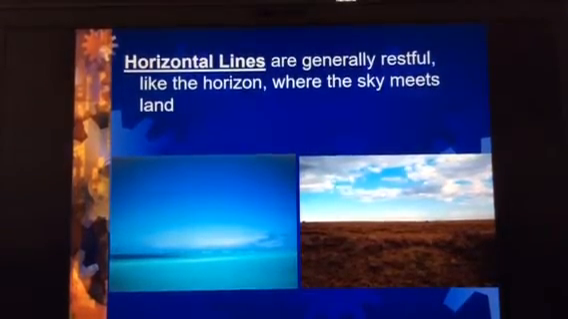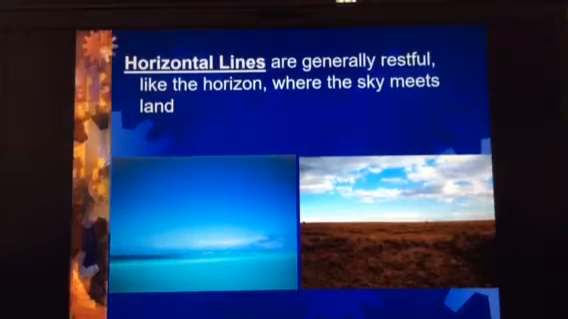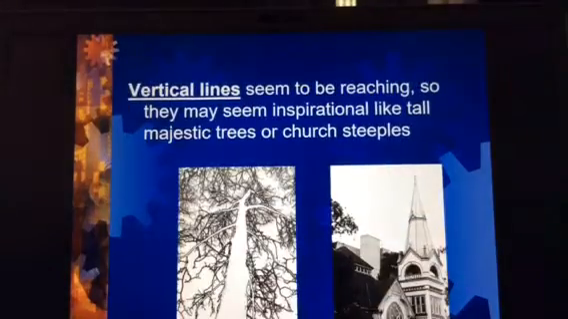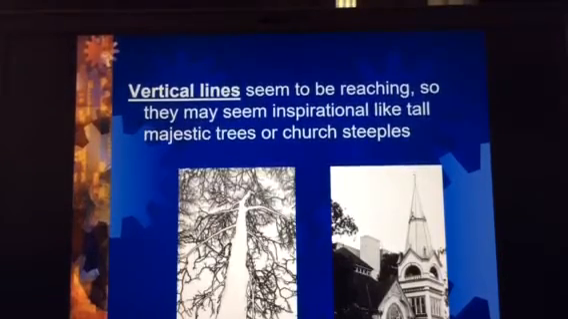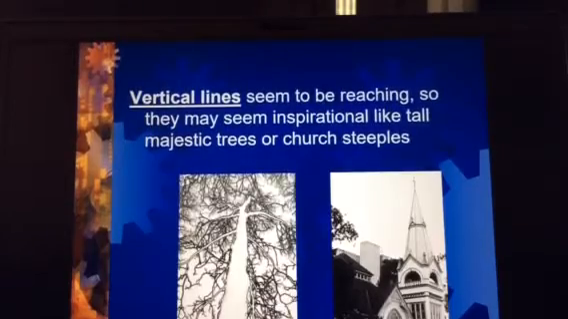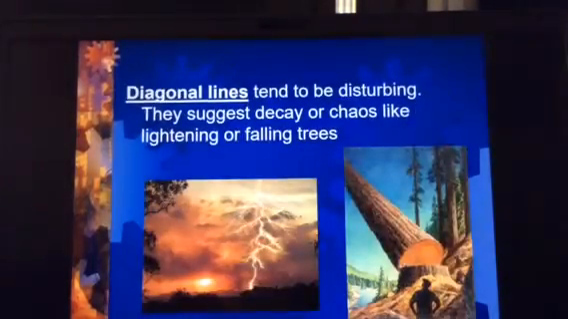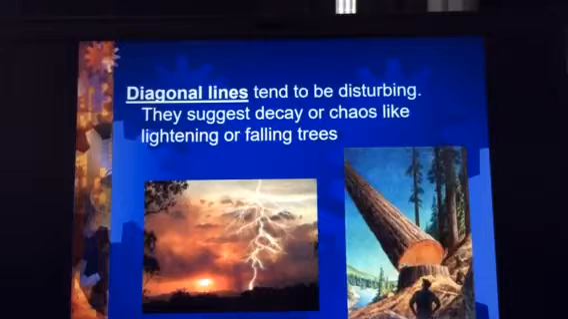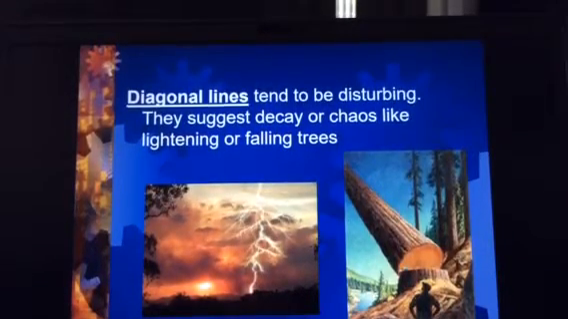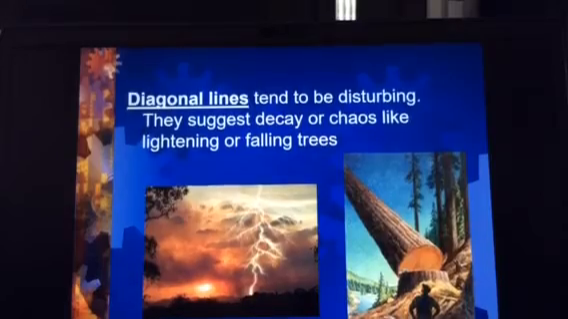Horizontal lines are generally restful, like the horizon, where the sky meets the land. Vertical lines seem to be reaching, so they may seem inspirational, like tall, majestic trees or church steeples. Diagonal lines tend to be disturbing. They suggest decay or chaos, like lightning or fallen trees.